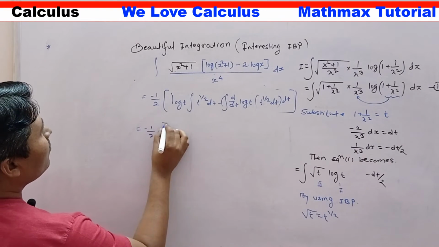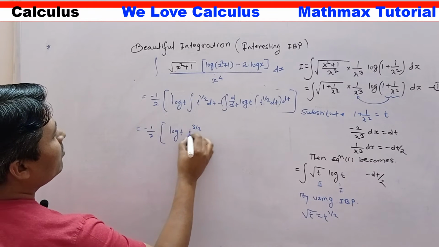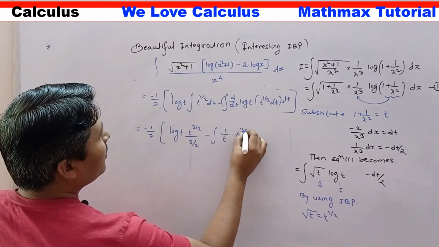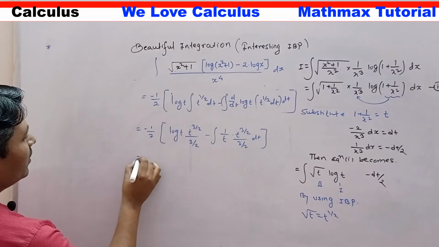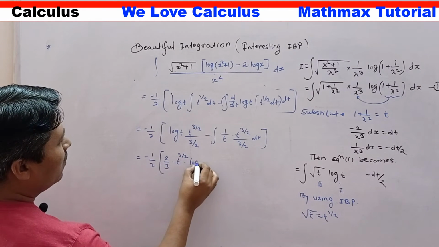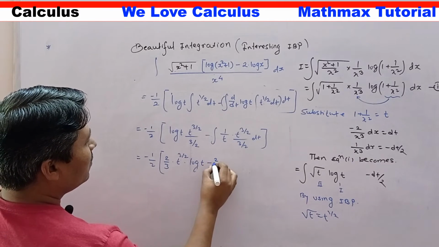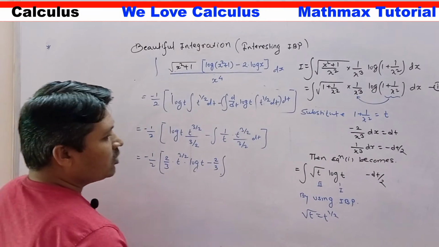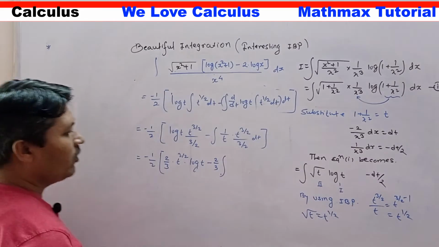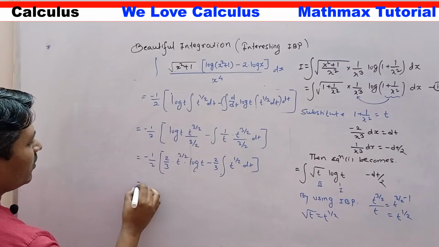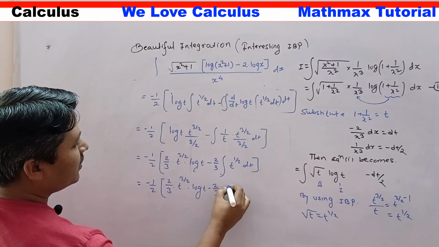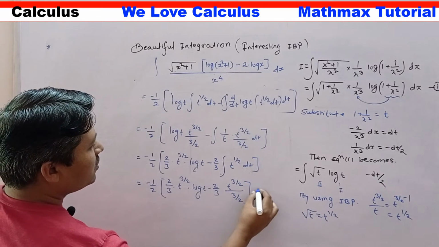Then simplifying again, minus 1 by 2 times log t times t raised to 3 by 2 divided by 3 by 2, and minus the integration of 1 by t times t raised to 3 by 2 divided by 3 by 2, dt. Then 3 by 2 becomes 2 by 3, so we get t raised to 3 by 2 into log t, minus 2 by 3, the constant, times the integration of t raised to 3 by 2 minus 1, that is t raised to 1 by 2, dt. The final solution is minus 1 by 2 times (2 by 3 t raised to 3 by 2 log t minus 2 by 3 times t raised to 3 by 2 divided by 3 by 2), plus the constant of integration.